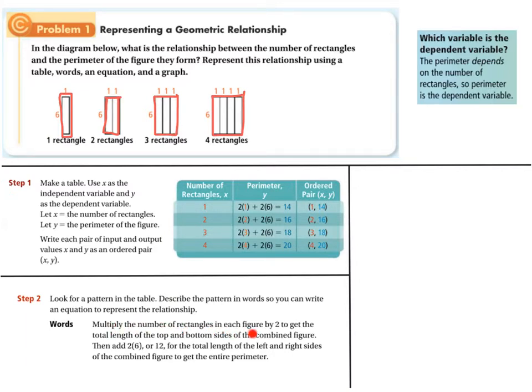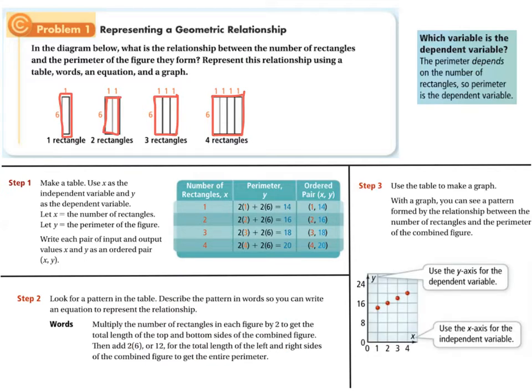So you could say multiply the number of rectangles by 2 to get the total length of the top and bottom sides of that combined figure. Then add 2 times 6, or 12, for the total length of the left and right sides, because that's always the same, so you're always going to add 12 to the combined figure, okay? So this is going to be a constant amount that you get, 12 from the sides, no matter how many rectangles there are, okay?